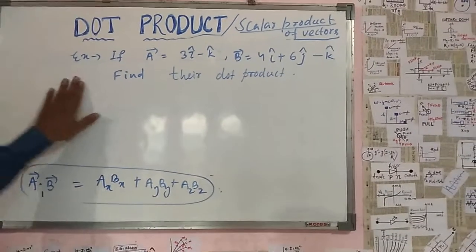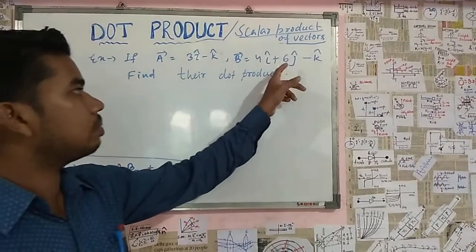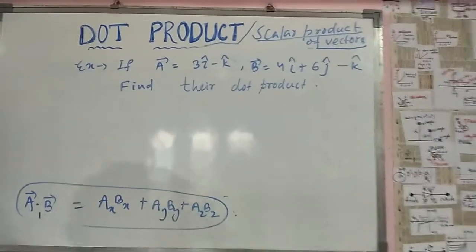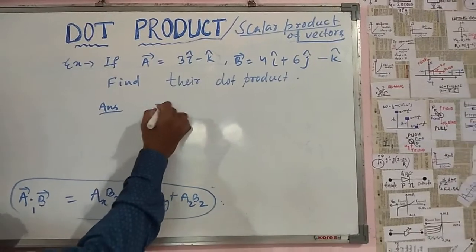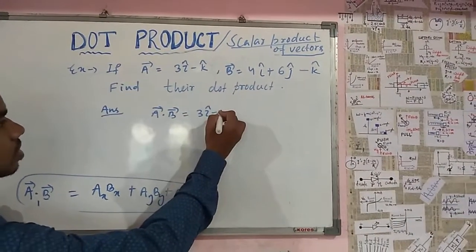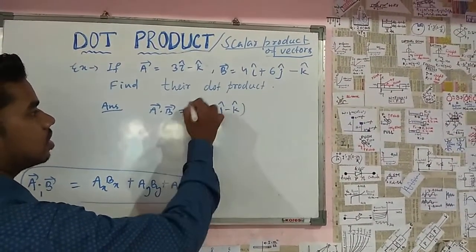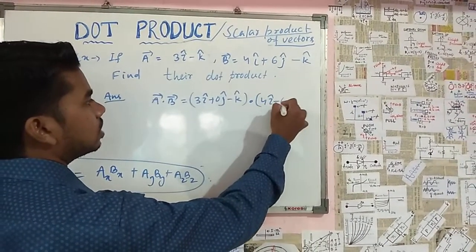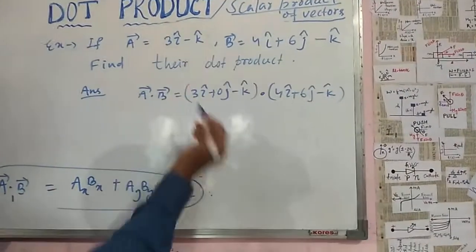So the example I have taken: if a vector is 3i cap minus k cap, b vector is 4i cap plus 6j cap minus k cap, then find their dot product. So let us find the dot product. A vector dot b vector means what? 3i cap minus 0 plus 0 j cap minus k cap. The three components are needed. So here 4i cap plus 6j cap minus k cap. Why have I written 0? Because the j cap component is not there.